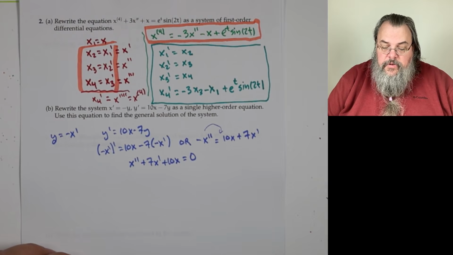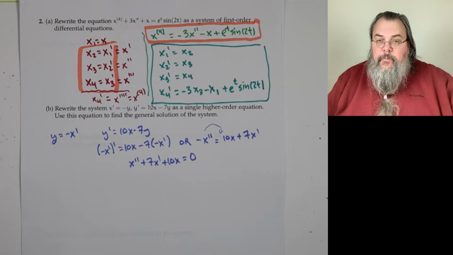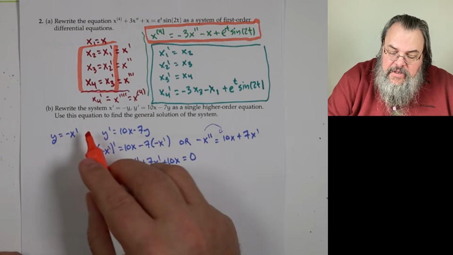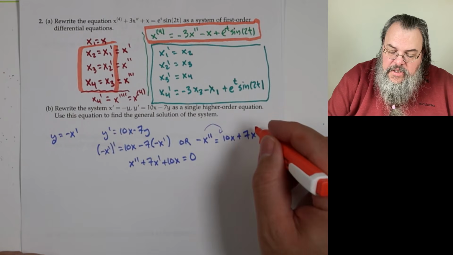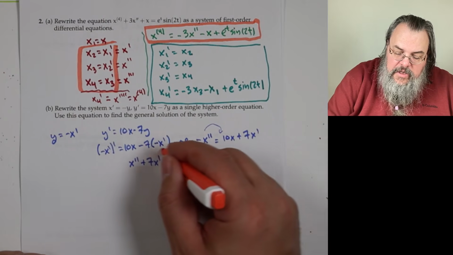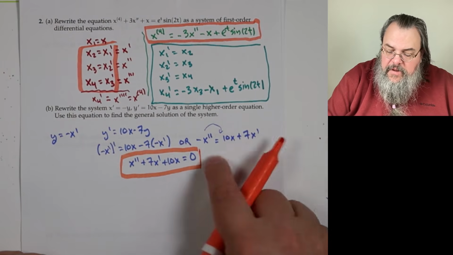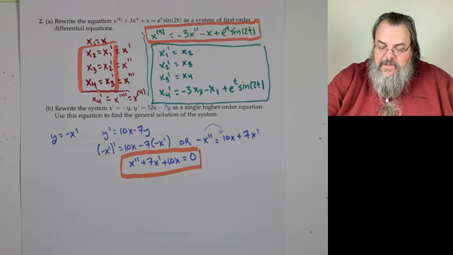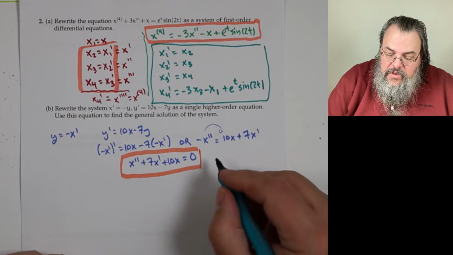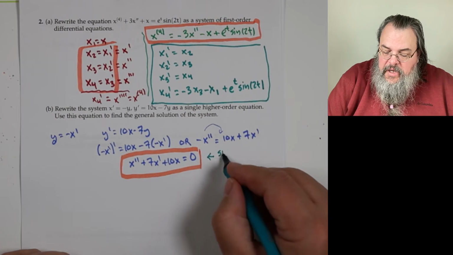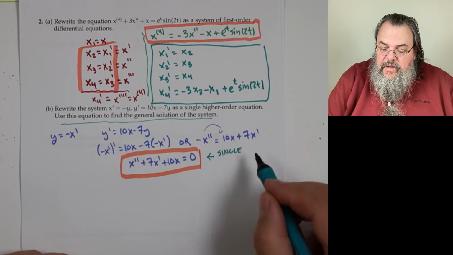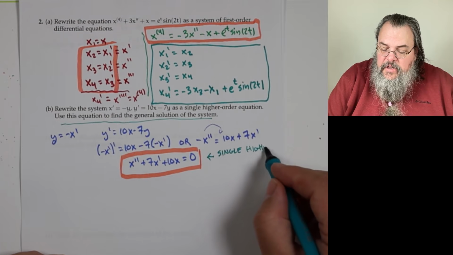Cool. Now, I should pause and note that we sort of drove right past something that should have been boxed. We want to rewrite this as a single higher order equation, and that's right here. We could even have stopped right there. So here is our single higher order equation. That's cool, but really we have to focus most of our energy on that single higher order equation.